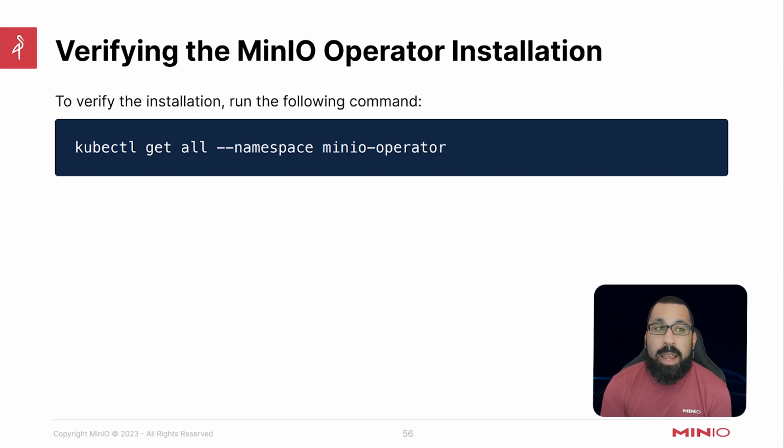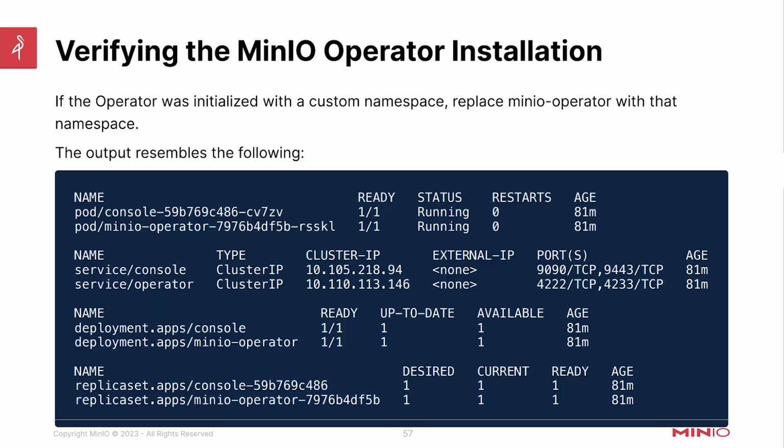Once that's done, and it's basically giving you back a message that it's ready to go, you can verify the installation by typing this command. And this is going to tell you all of the resources that were created by that command. So it's going to show you all the services, all the deployments, all the pods, everything related to bringing the MinIO operator up and running. Here's kind of what this will look like.